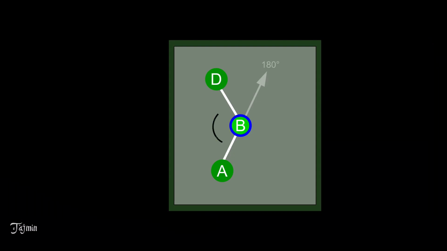If the rotation is clockwise, then it will be a positive number from 0 degrees to 180 degrees. If the rotation is anti-clockwise, then it will be a negative number from 0 degrees to minus 180 degrees.